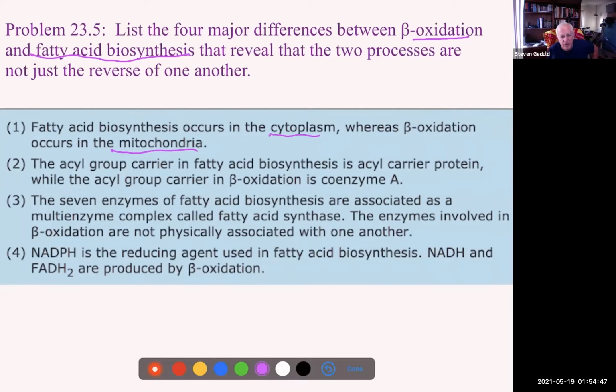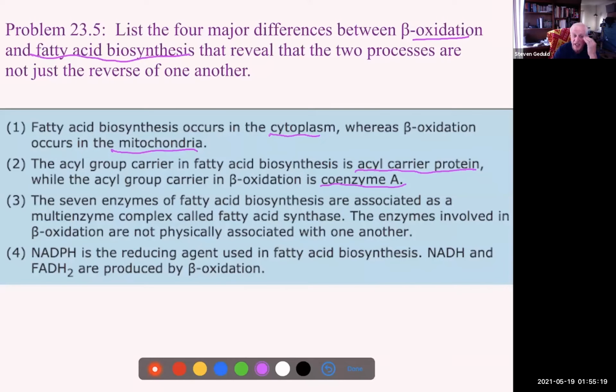Okay. The acyl group carrier in fatty acid biosynthesis is ACP. The acyl group carrier in beta oxidation is coenzyme A. So in fatty acid biosynthesis, we use ACP to add 2 carbon units at a time to a fatty acid. In beta oxidation, we use coenzyme A to run every 2 carbon piece through the citric acid cycle.